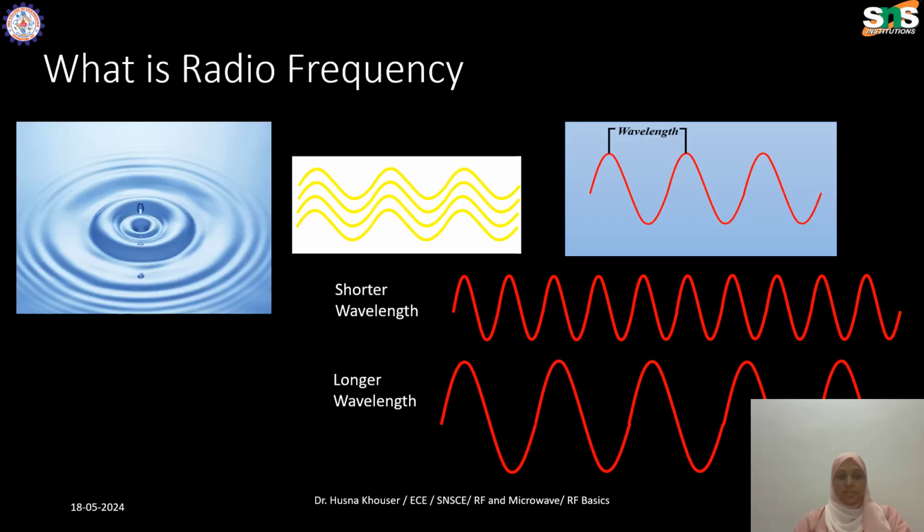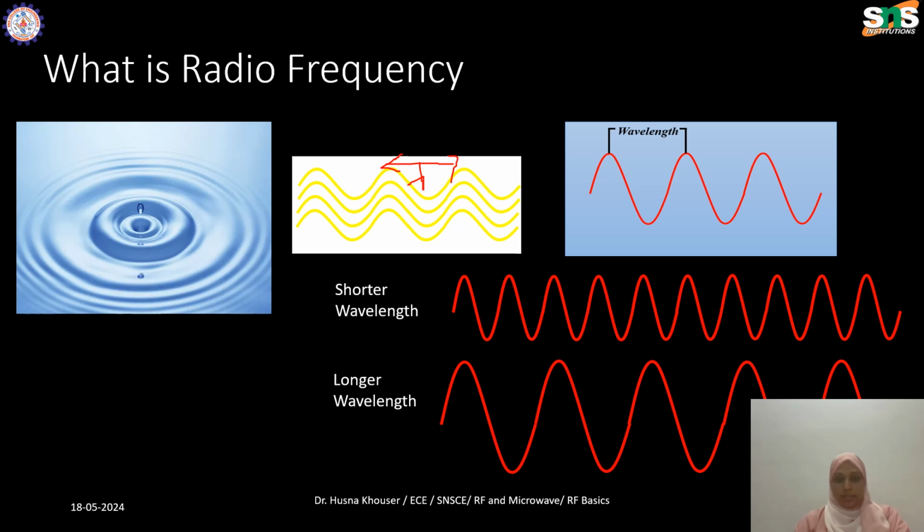Here you can consider this is a wave. Imagine that when we disturb water, we produce a wave. Here you can see the cross section of the wave. Wavelength is nothing but the distance between two peaks. This distance we call lambda, the distance of the wave. And here I'll show the difference between wavelengths.